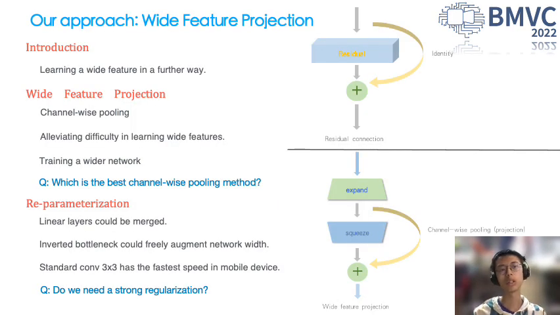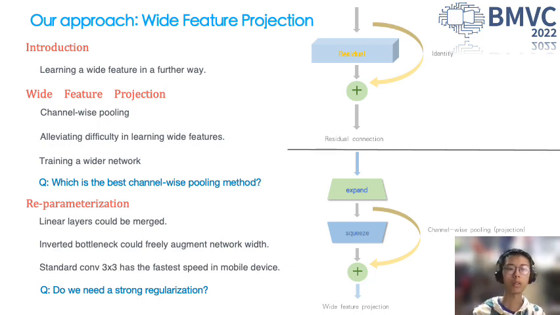This is our approach, wide feature projection, which is inspired by the residual connection. Wide feature projection could learn a wide feature in a further way by a cross-channel pooling in the side weight of the major bottleneck. This structure could largely alleviate difficulty in learning wide features and ultimately train a wider network.